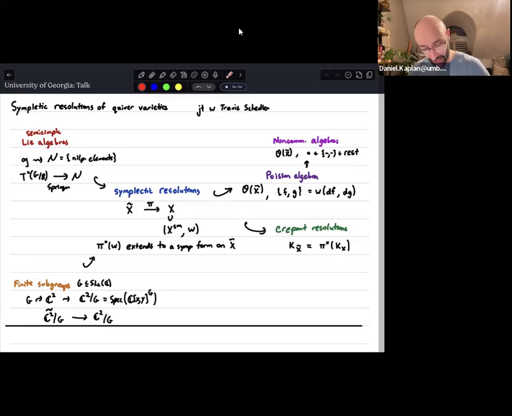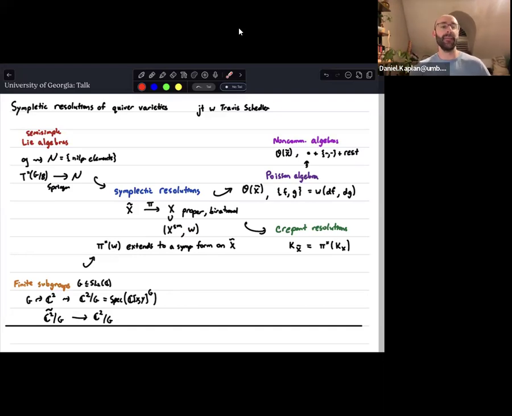So the data here, I haven't written it on the slide, is you have pi. This map should be proper, so inverse image of compact is compact, and it should be a birational map. So this is an ordinary resolution of singularities. The strengthening to symplectic resolution is that this symplectic form, when pulled back, then extends to a symplectic form on the whole space. Okay.